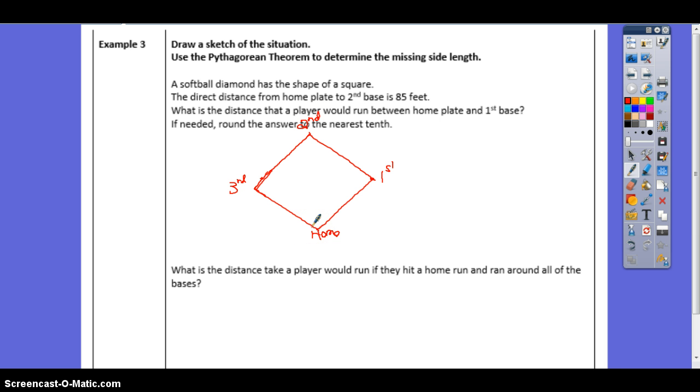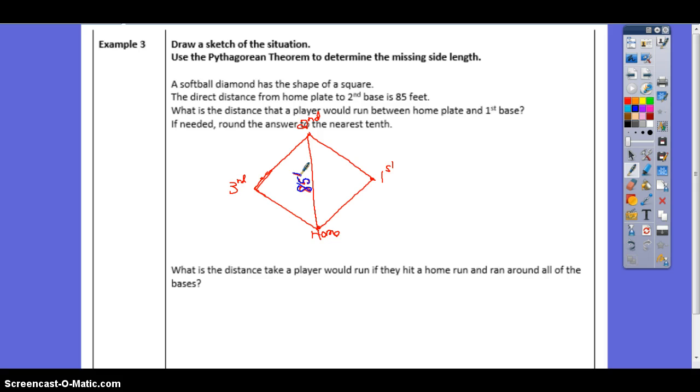What do they tell us? They tell us the direct distance from home plate to second. From home plate all the way up to second is what? 85 feet. This is 85 feet. If I know that this is 85 feet, what else do I know about this?